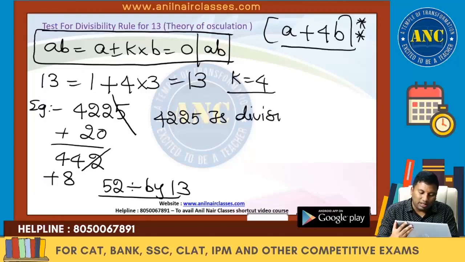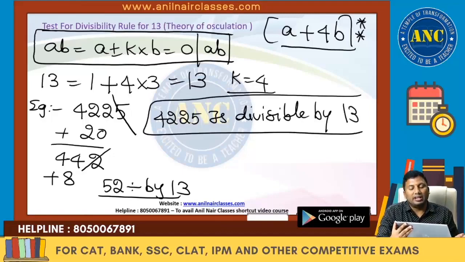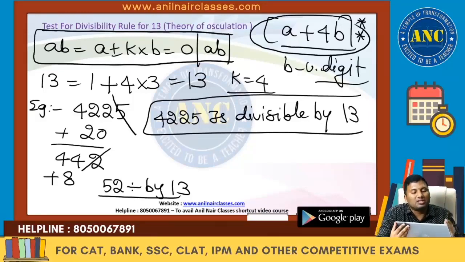What is the divisibility rule for 13? Take the unit digit and multiply it by 4. You don't need to add it; just write it down as an expression where b is the unit digit and a could be any number of digits. a plus 4b is the divisibility rule for 13. Are you all with me?